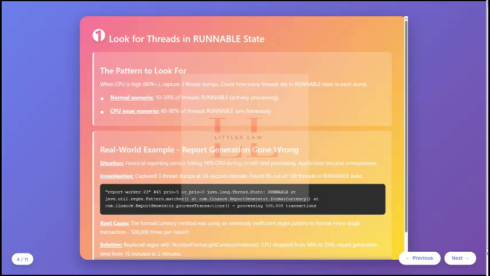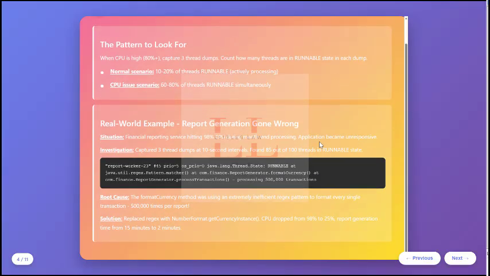Because in a normal scenario, you would expect maybe 10 to 20% of threads to be runnable at any given moment. These are threads which are actively processing requests. But in a CPU issue scenario, you will see 60 to 80% of threads in runnable state simultaneously, and that's your first red flag. So let me share a real example.